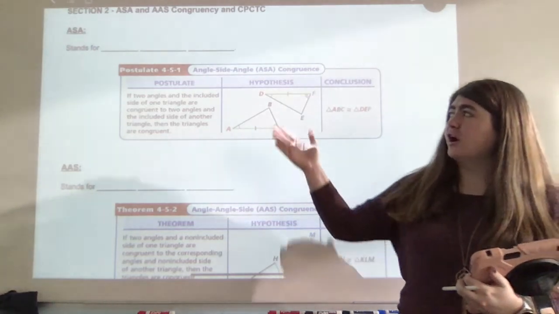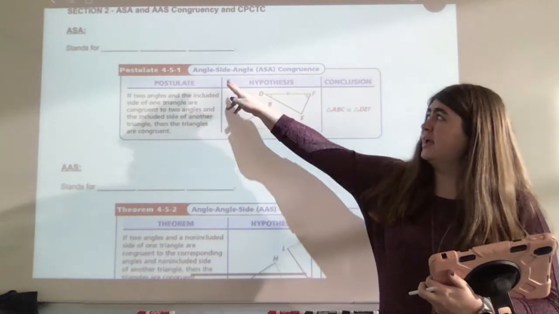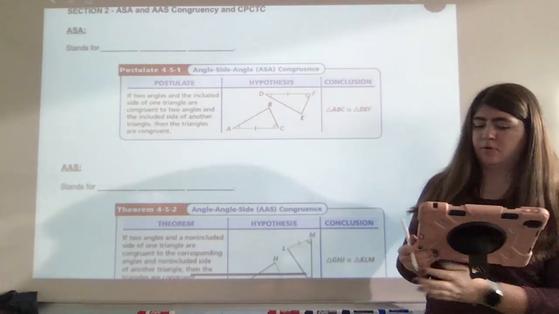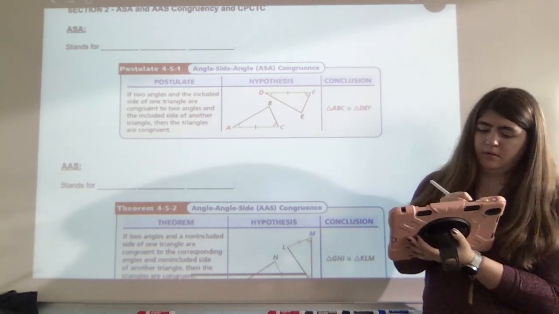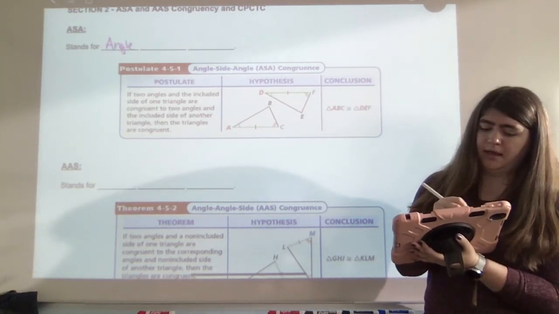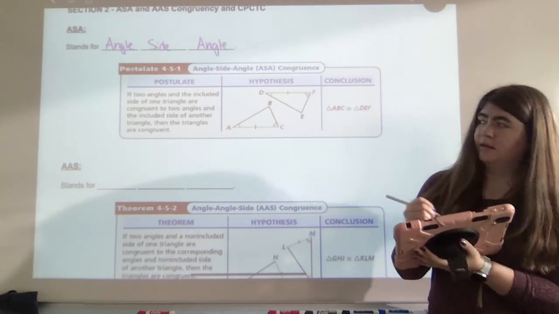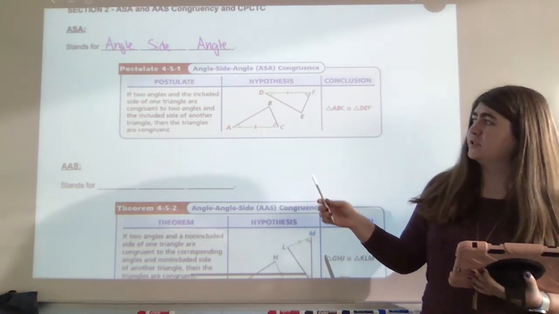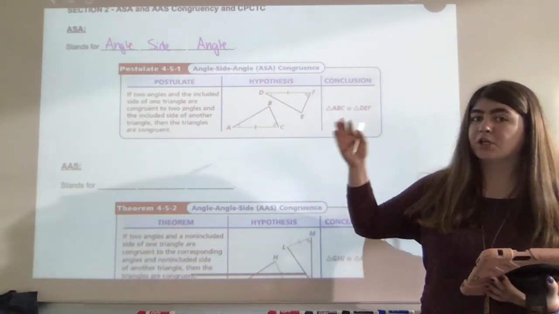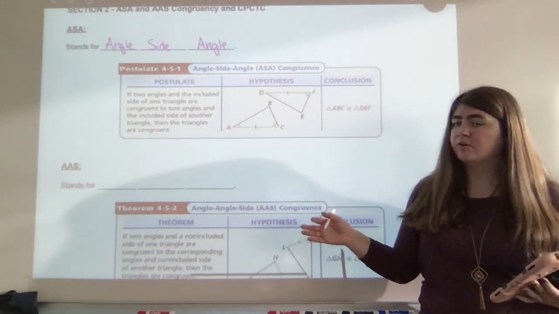So for our shortcuts, we have our third shortcut, ASA, angle, side, angle. We're going to go ahead and write that out. Angle, side, angle, saying if we can prove that two angles and their included side are congruent, then the triangles are congruent.